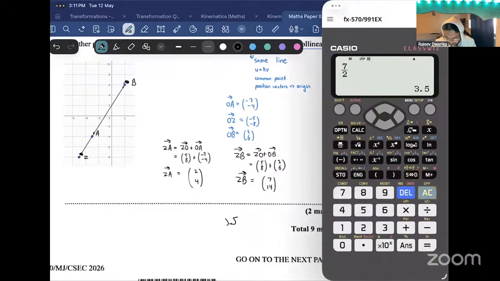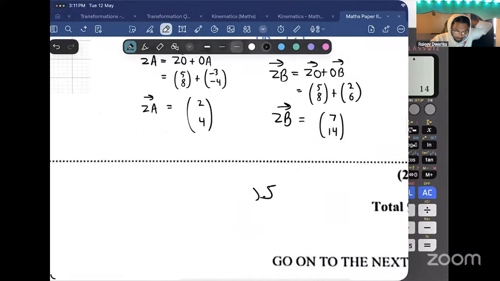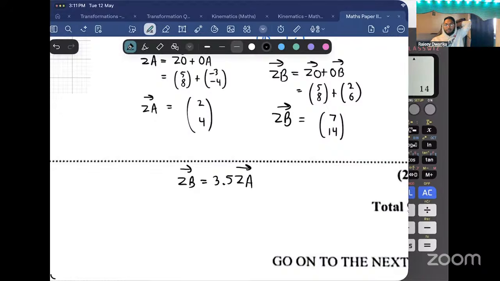Yeah, boy, I don't see how they'll figure this out. But yeah, they are scalar multiples of each other. So here is what I'm saying: ZB is just 3.5 ZA. But I really don't know how they'll figure that out. I don't see how they'll get through that.